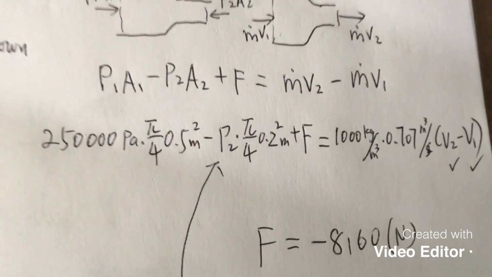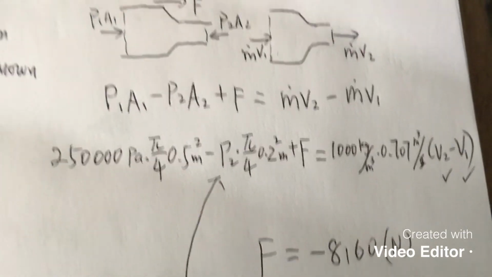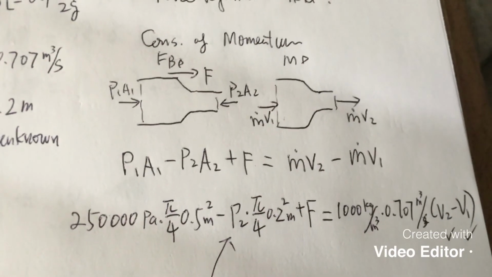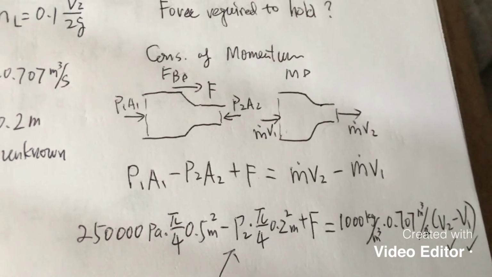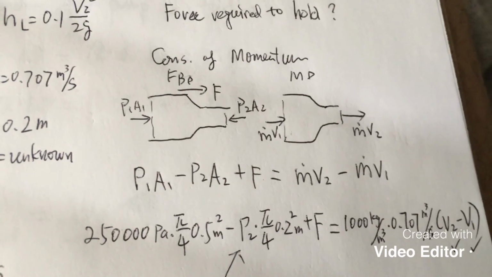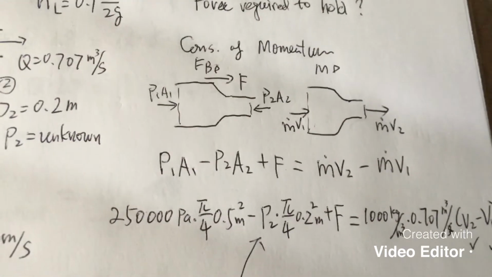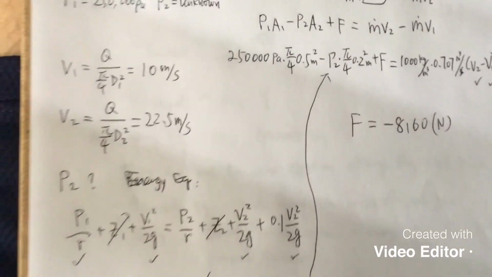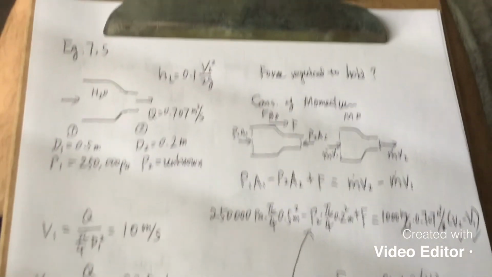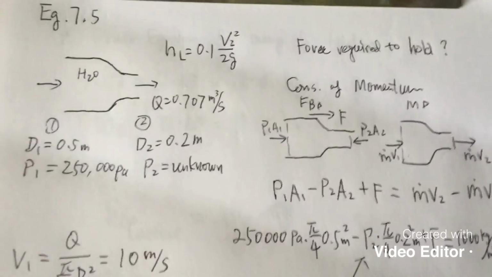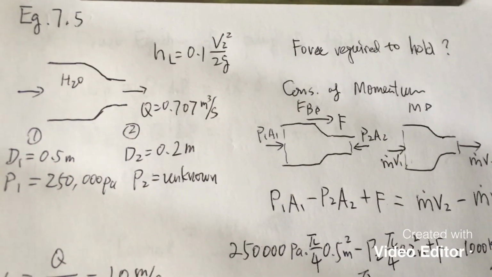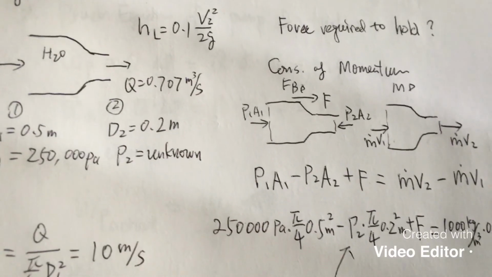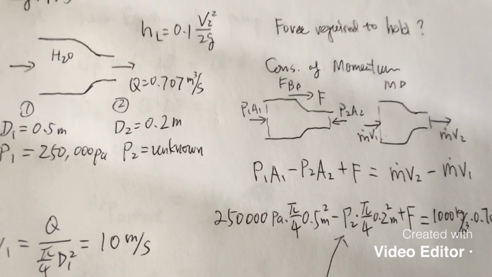Simple. Okay, based on the calculation, it's a negative force. So basically the force direction is to the left, right? You have to hold this nozzle in place. The flow is to the right, so the force required to hold it is to the left. Okay, so that's a more comprehensive problem. And we use the knowledge of chapter 7, chapter 6, as well as chapter 5, right? Conservation of mass, the flow rate is the same.